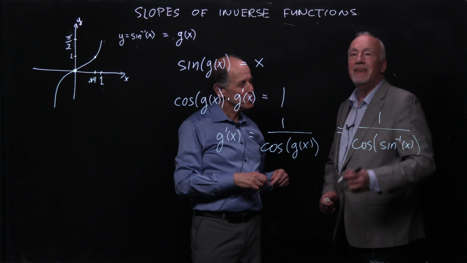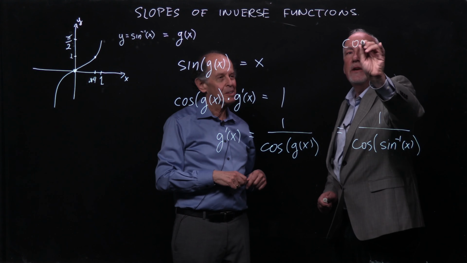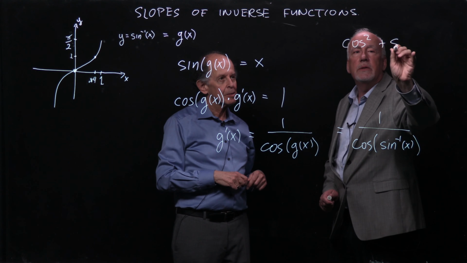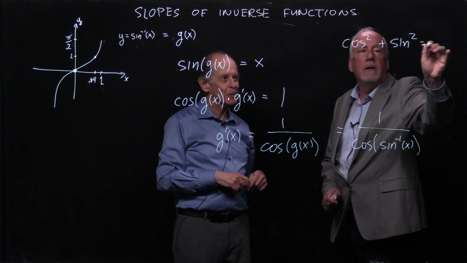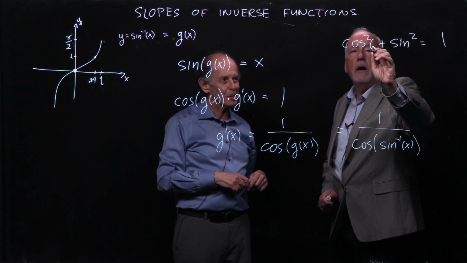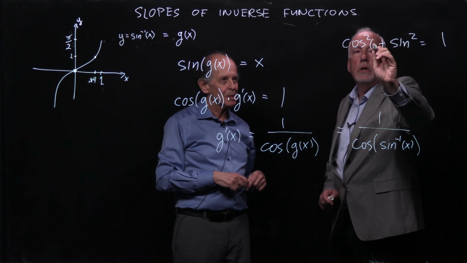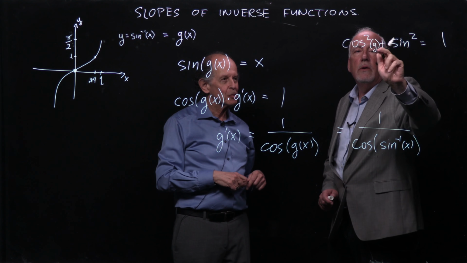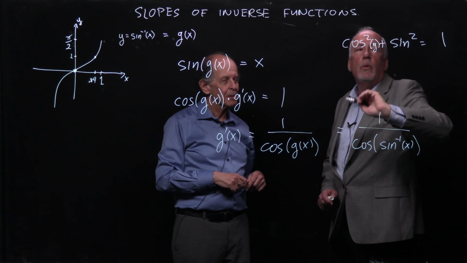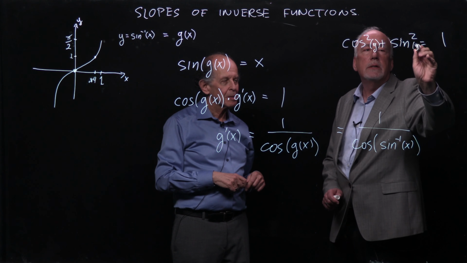Cosine squared plus sine squared equals 1. Put in an x or something, because otherwise it looks funny. Oh, you know what? I'm going to put a little g there. Or if you want, how about y? With my bad handwriting, it looks the same.